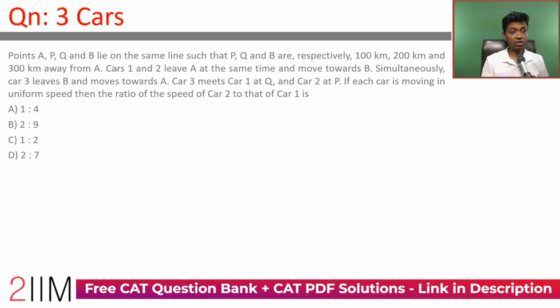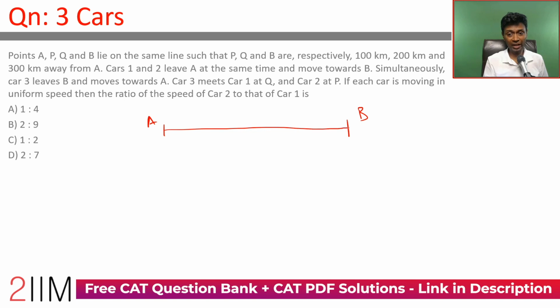Three cars, points A, P, Q and B lie on the same straight line such that P, Q and B are respectively 100 kilometers, 200 kilometers and 300 kilometers away from A. And it looks like this. So A is here, B is here, and then P and Q are in the middle.